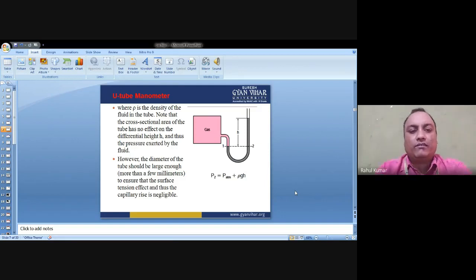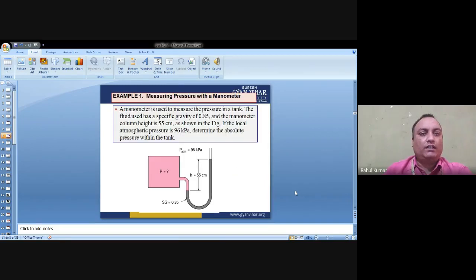For this case, we are taking the value of P2 as P2 equal to P atmosphere plus rho gh, right? Then move to this one example.